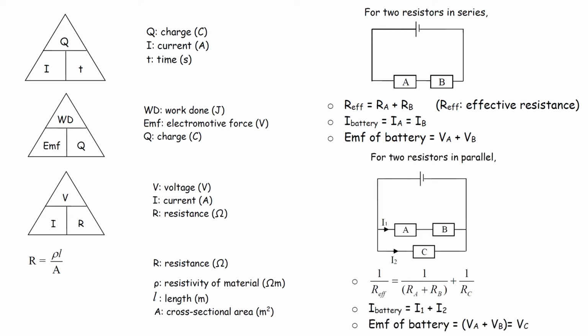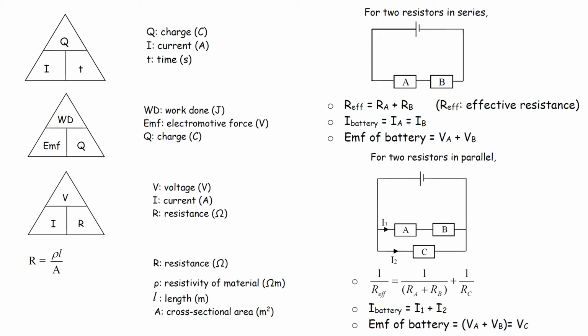For two resistors connected in a parallel circuit, you want to find the effective or the total resistance. 1 over the total resistance is 1 over (RA plus RB) plus 1 over RC. Why is the first denominator RA plus RB? Because the same current of I1 flows through resistor A and B. Therefore, resistor A and B are connected in series. Then solve for the total or the effective resistance, R effective.